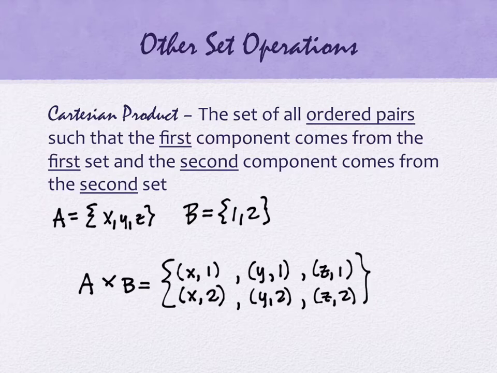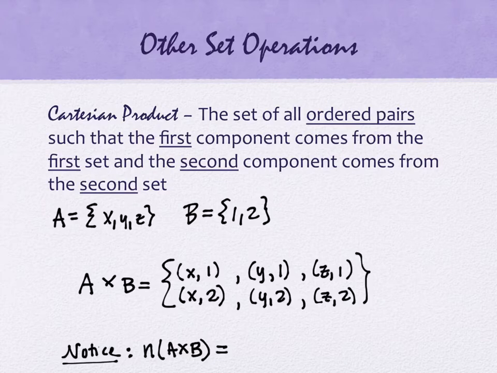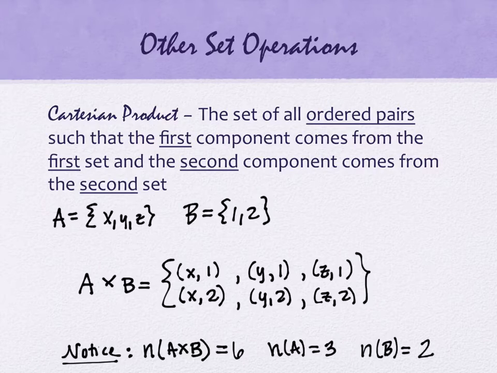Now there's something that's very interesting to notice. What is the number of items that you get inside of the pairs? Like, how many pairs did we get? 6. This was 6, right? What was the number of items in set A? 3. And what was the number of items in set B? 2. Do you see a relationship between those 3 numbers? Yeah, 3 times 2 is equal to 6, right? So that actually always works.